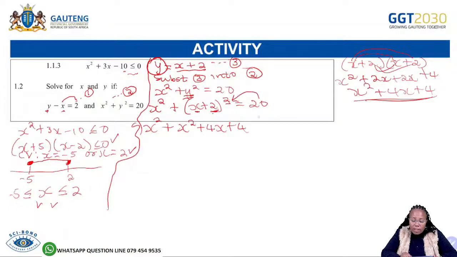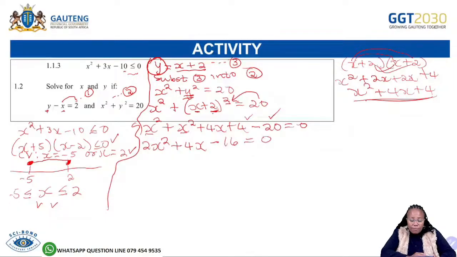And then after that, transpose 20 to the left, it's minus 20. So we add like terms, that is x squared plus x squared, that is 2x squared. 4x is the only one x. And then now 4 minus 20 is minus 16 equals 0. So grade 12, you can go to your quadratic formula with this one, or you can divide by 2, but throughout it's up to you.